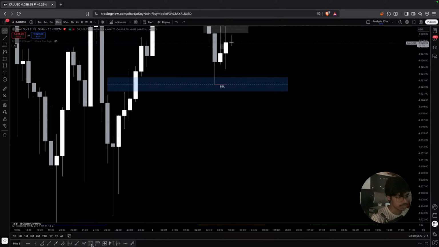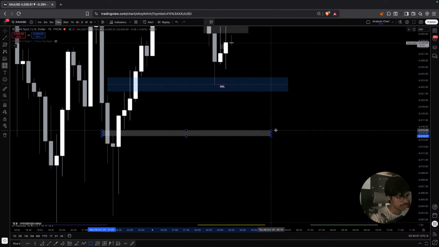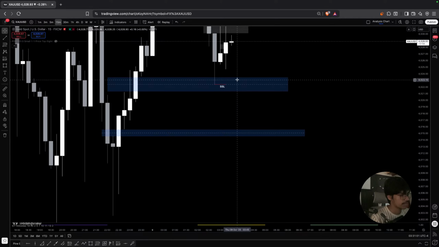There is a zone which is actually untouched as well. The market keeps going down, down, down. That's when we can look for buys here.